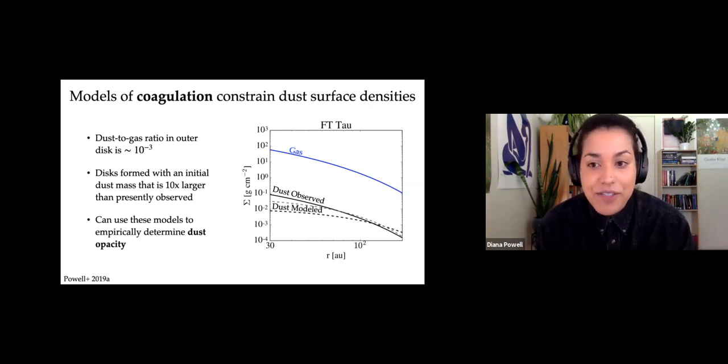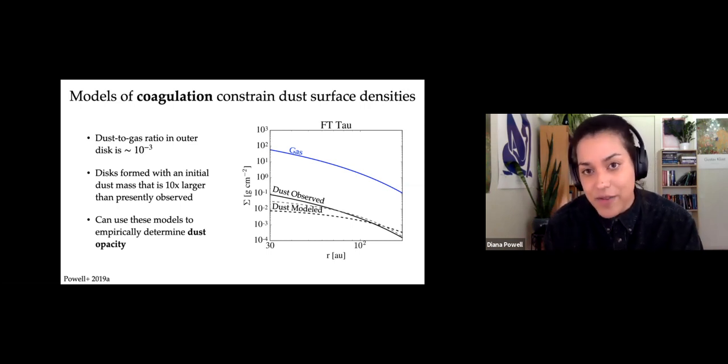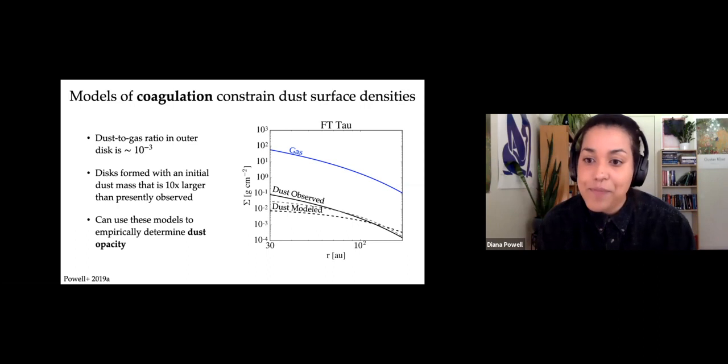And so here on the right, I'm showing surface densities for the disk FT Tau, where the blue line is the total gaseous surface density derived using my dust line method. And then the solid black line is the observed dust surface density. And then here, the dashed lines are dust surface densities derived using analytic and numerical treatments of particle coagulation.